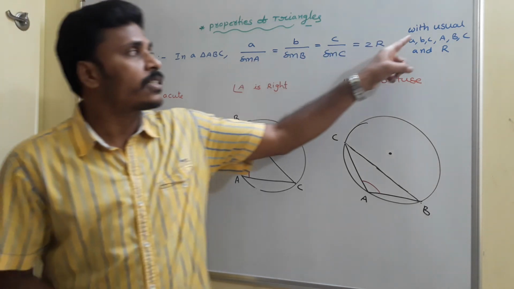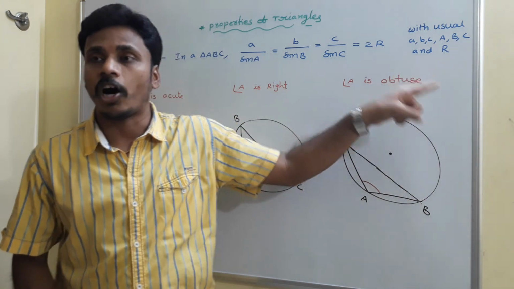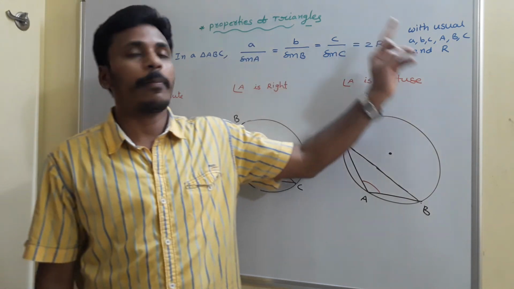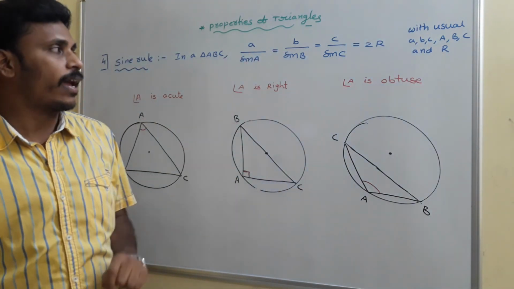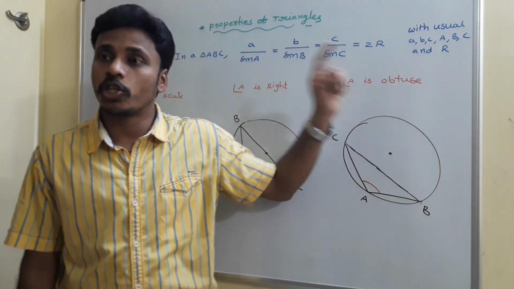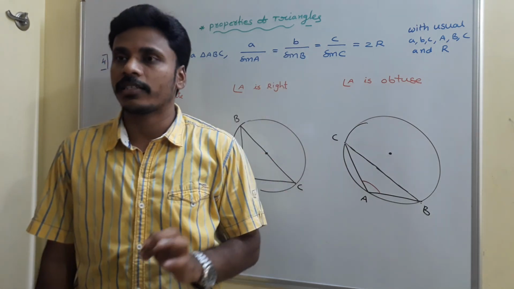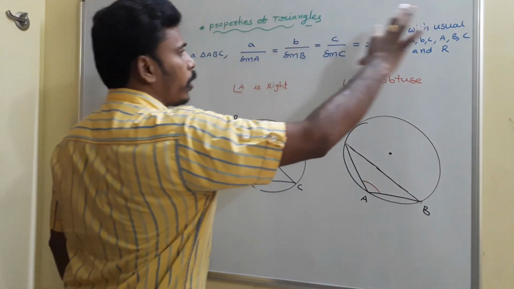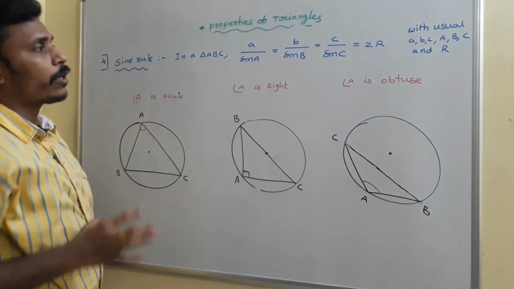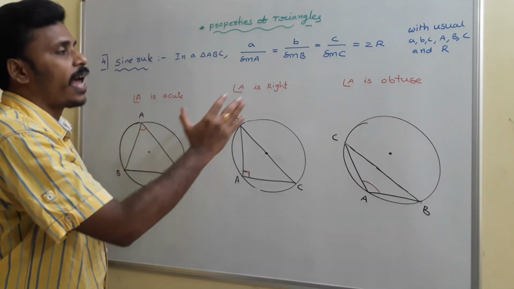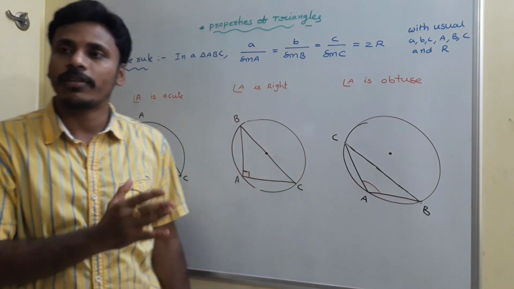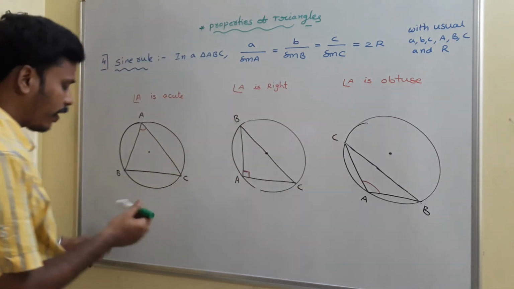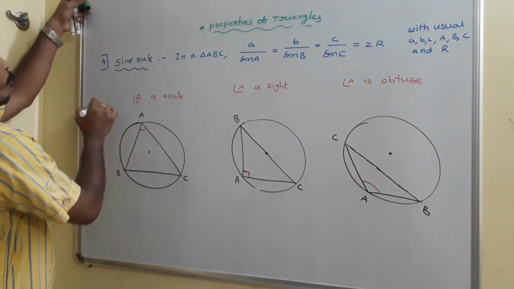And here they mentioned that with the usual notations of A, B, C and R, small a, small b, small c are the sides of the triangle. Capital A, capital B, capital C are the angles of the triangle. And this R, as I mentioned in the first point, is the circumradius of the triangle. Is it clear? Once again, this is just a statement. To prove that particular statement, I have mentioned the diagrams here. To save time before the class itself, I drew these diagrams, and these diagrams and everything come under the part of the proof.